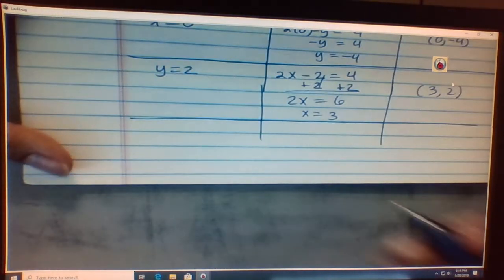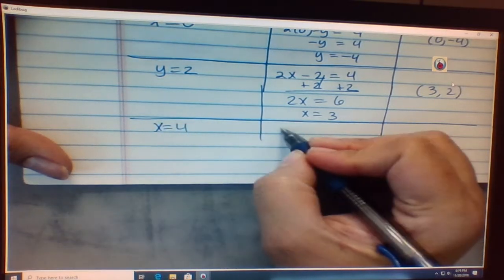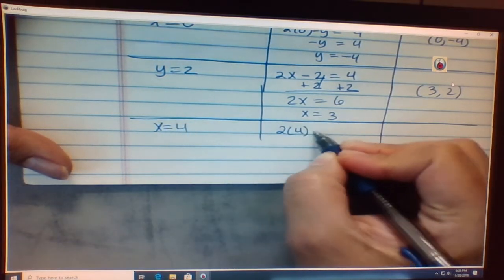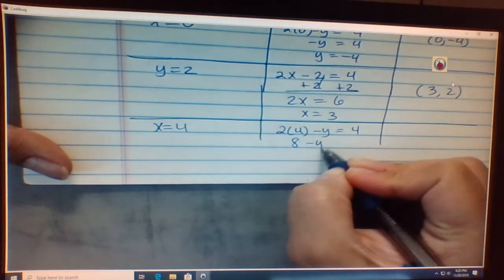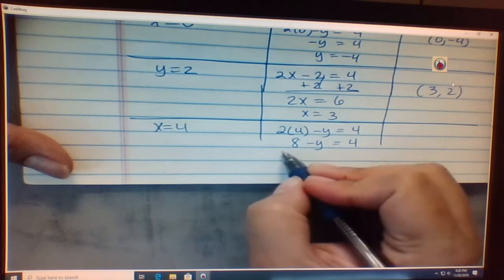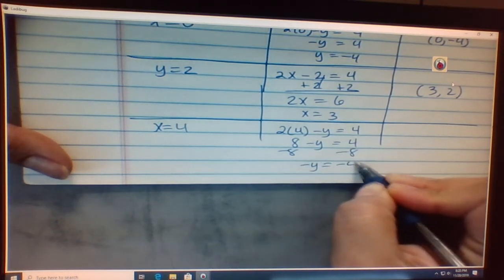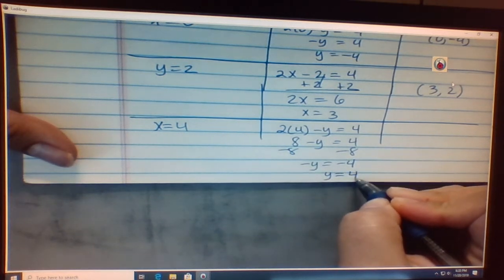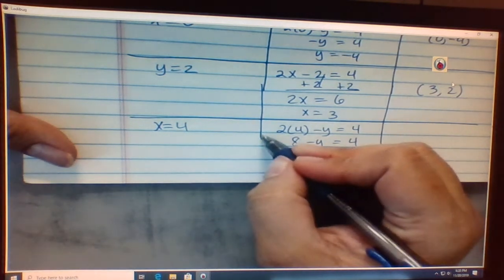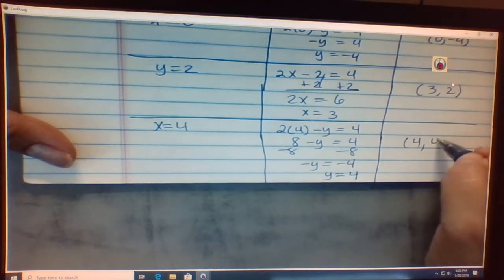And what was the other one? X is 4. 2 times 4 minus y equals 4. 8 minus y equals 4. We subtract 8. Negative y equals a negative 4. So y is a positive 4. Did you get a positive 4? Yes. So we have 4, comma 4.